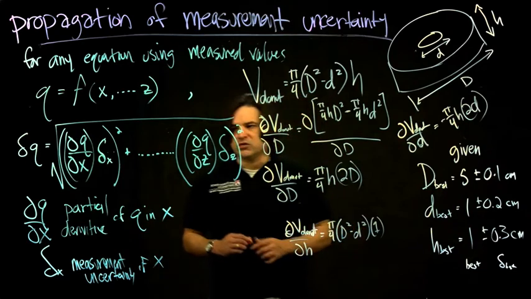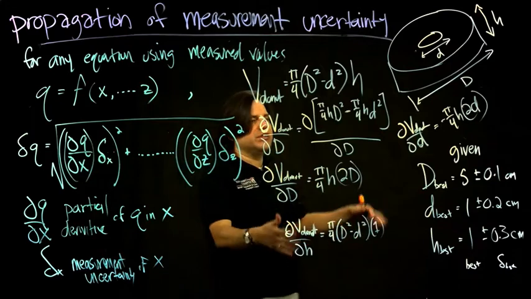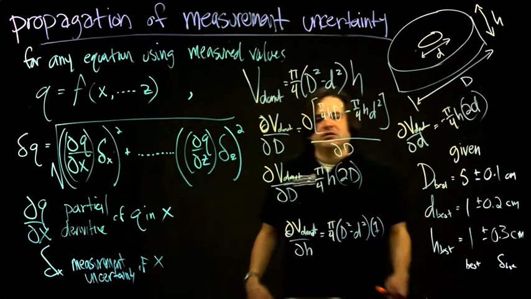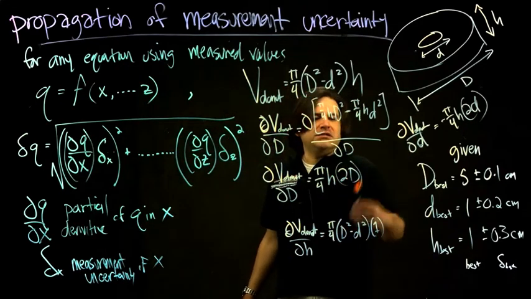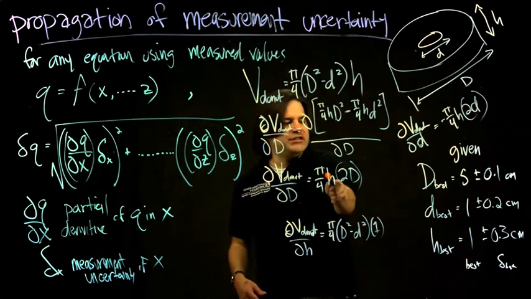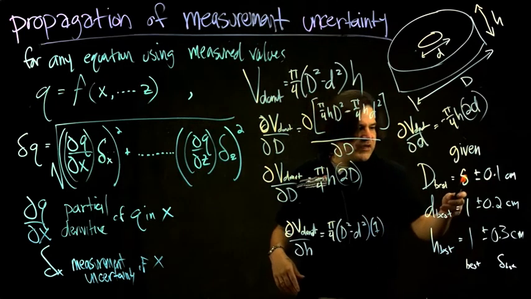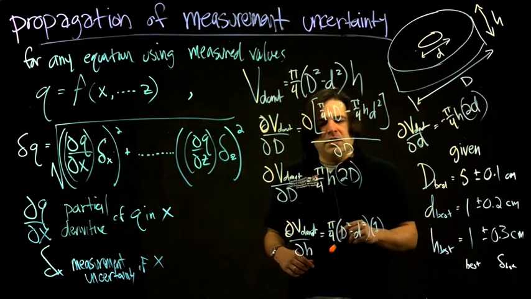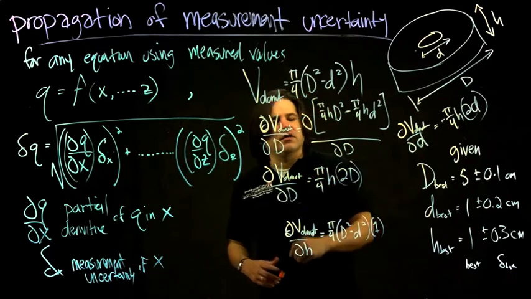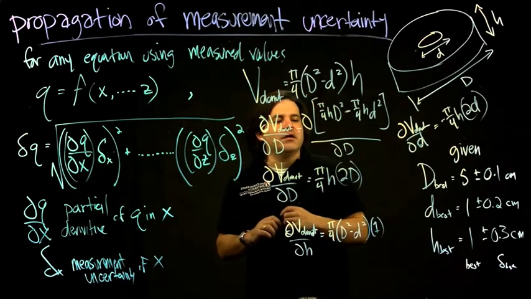When you take the partial derivative of an expression, you get another expression. You get another equation. So that's the new equations. Then we plug in the numbers to here, where h is our best value of h, big D is our best value of big D, and we plug those in to get a number for this partial derivative. So this is the equation. Now we can plug in the numbers.